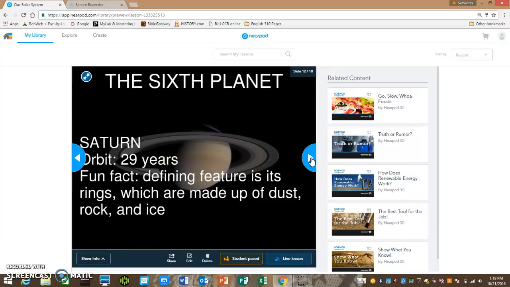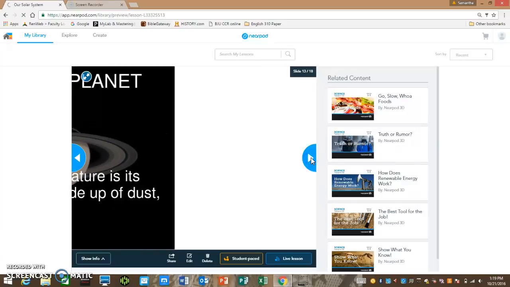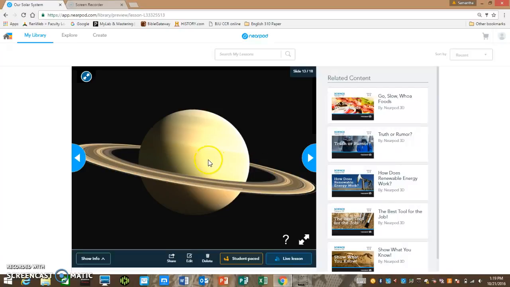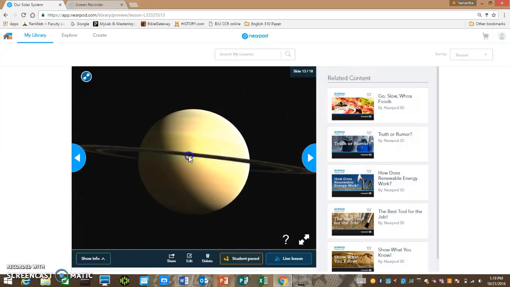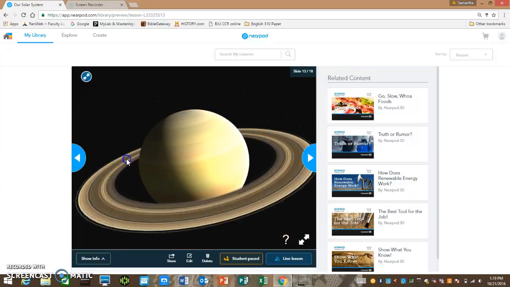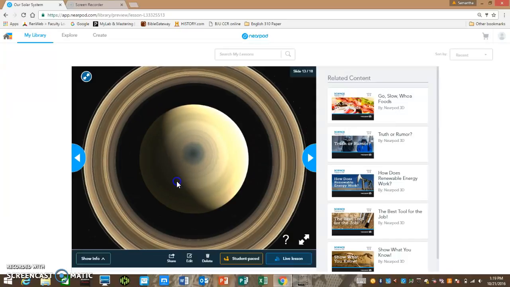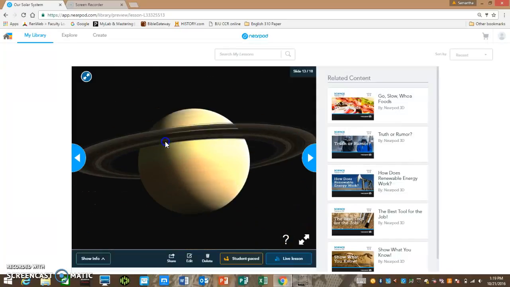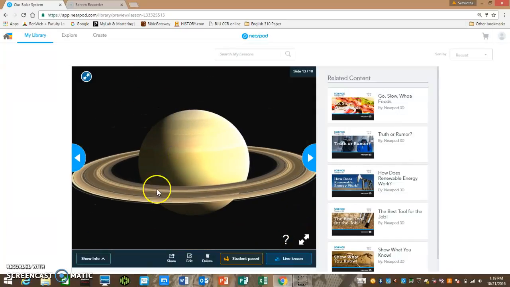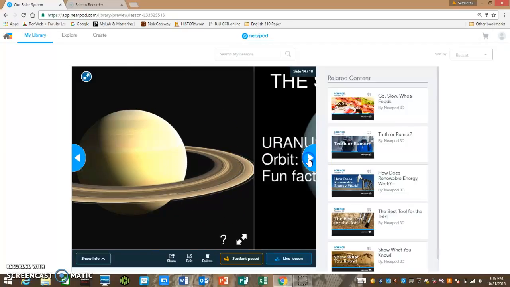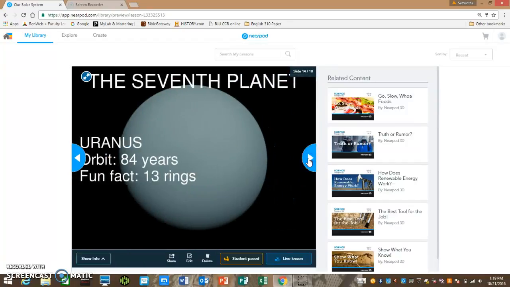The sixth planet, Saturn. And then after that, this slide is a 3D model where they can move Saturn around, and I can also show them how the rings are not attached to Saturn. They orbit around the planet. After that is the 7th planet, Uranus.